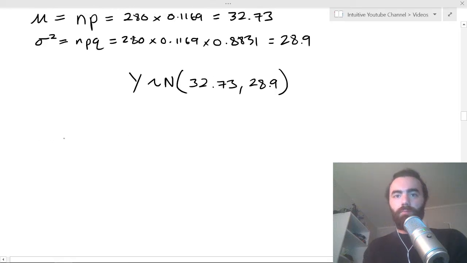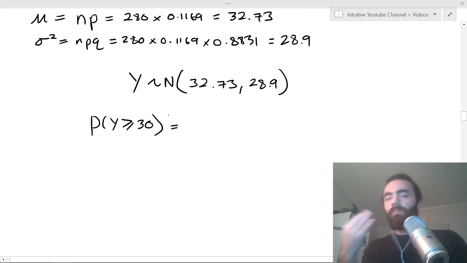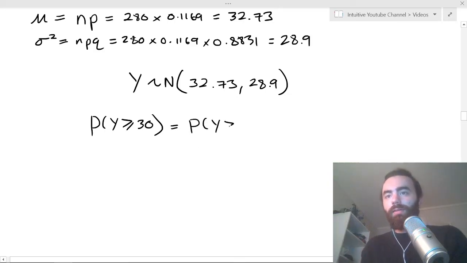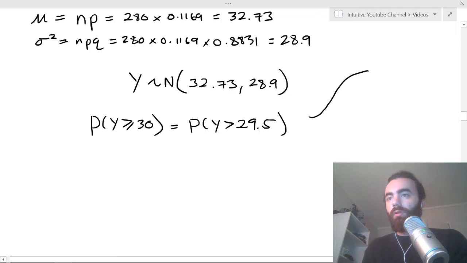Okay. So now let's ask, what's the probability that Y is greater than or equal to 30? Actually, a better approximation is to say that this is the same as the probability that Y is greater than or equal to 29.5. And that's again due to the way you're approximating. So you can look at this.